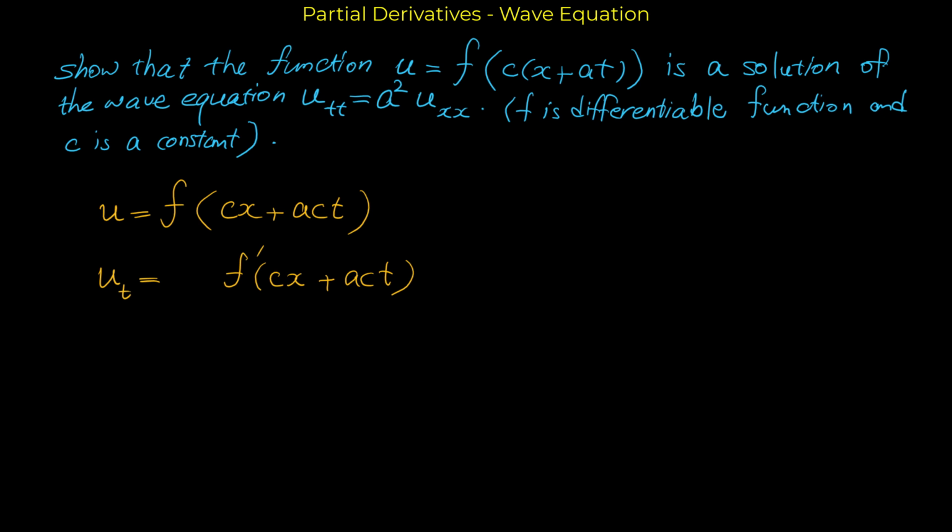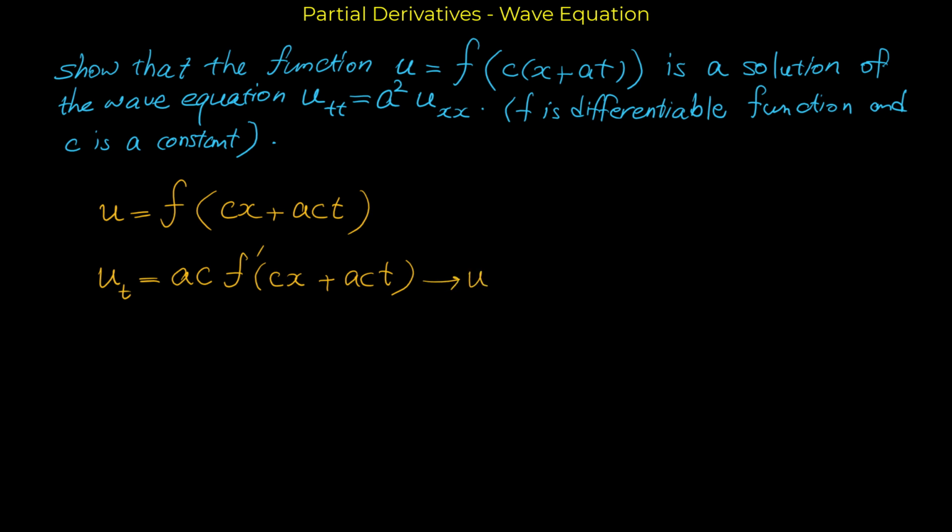Then multiply by the derivative of the inside, with respect to t. So the derivative of cx with respect to t is 0. The derivative of act with respect to t is ac, because a and c are constants. This is the first partial derivative of u with respect to t.